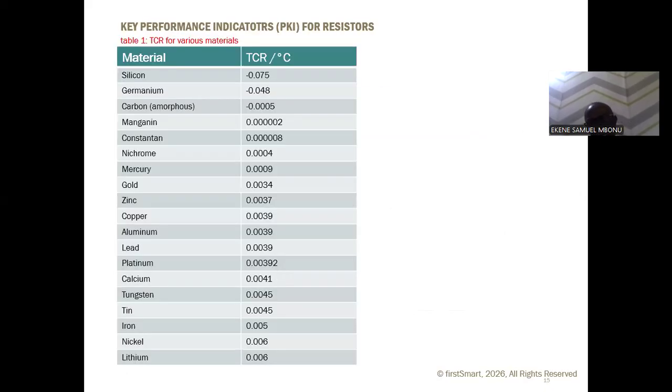So each material has a different TCR. You can see the table displayed. We are having some components. There are silicon, germanium, carbon, up to lithium. So let me ask this question. The internal resistance of a diode, will it increase or decrease with increase in temperature?